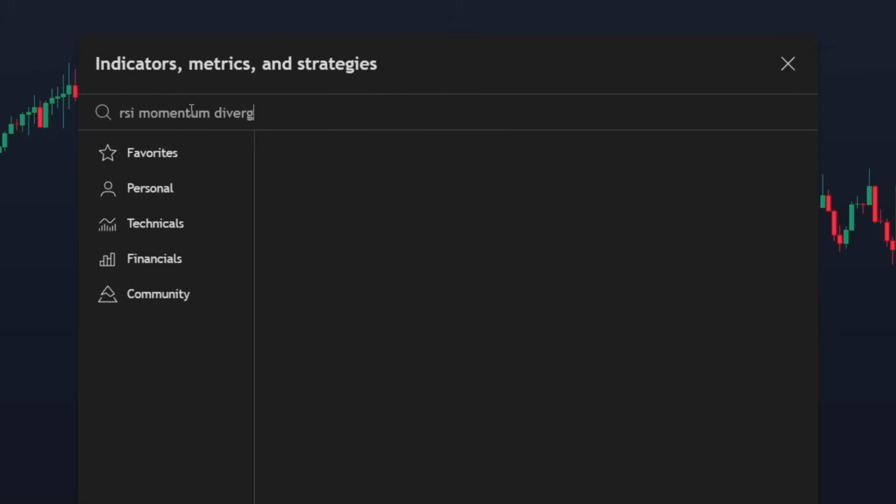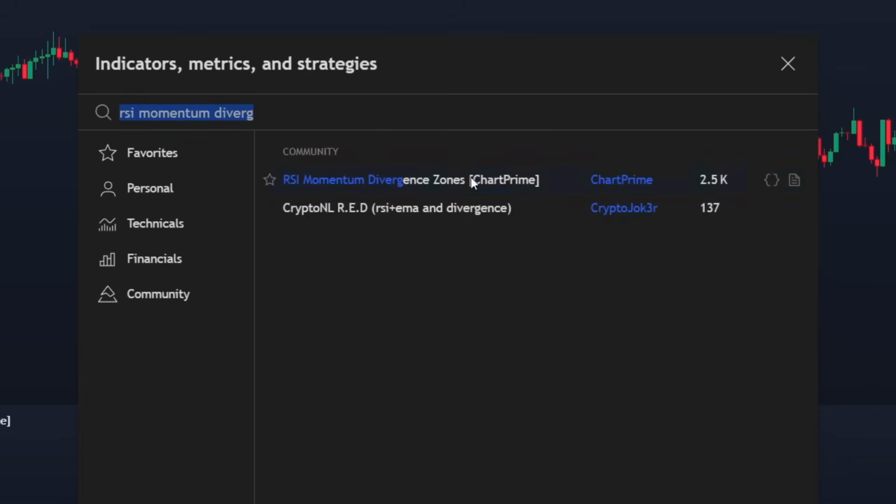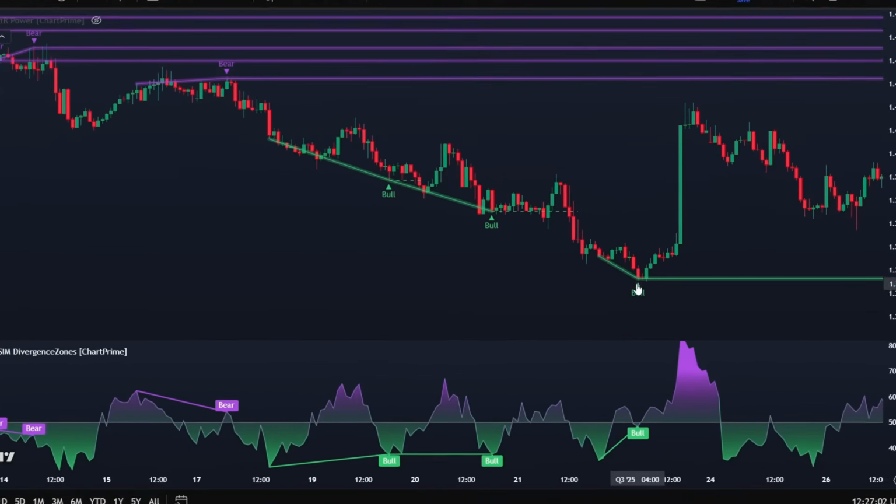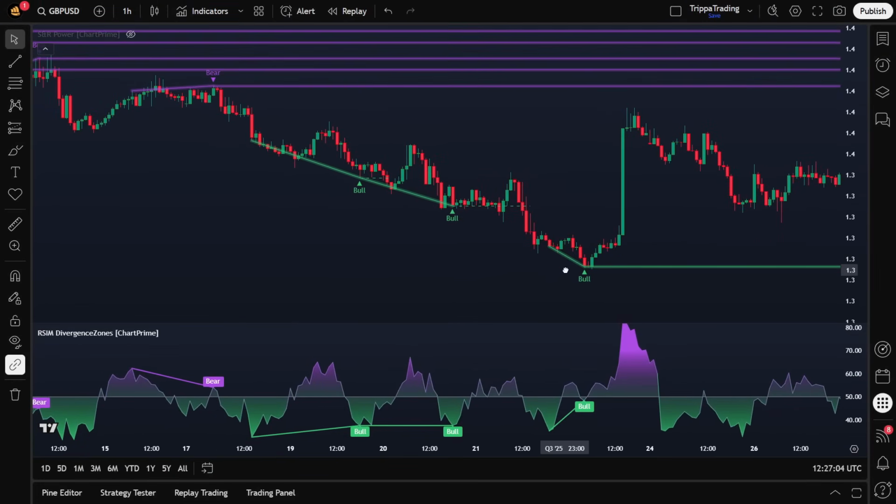The name of the indicator is RSI Momentum Divergence Zones Indicator. Search for it and add it on the trading chart. If you've ever tried spotting divergences by hand, you know how easy it is to miss them. This indicator does all the heavy lifting.